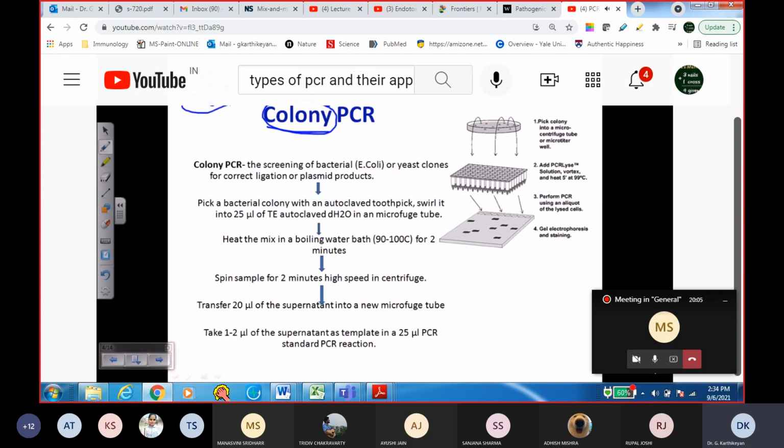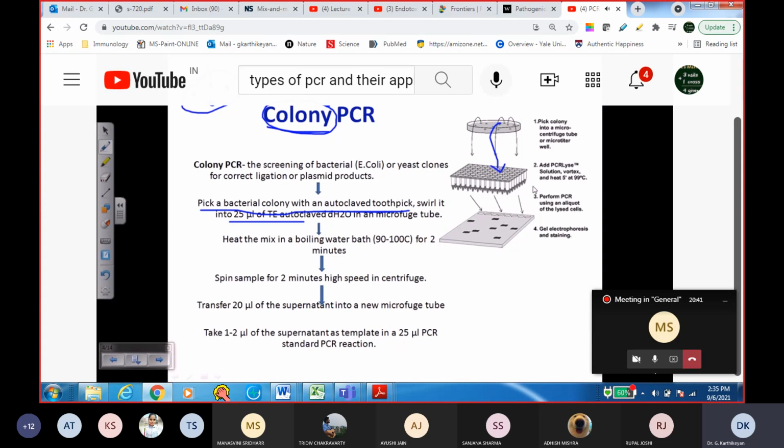Suppose we have these colonies. The procedure is to pick the bacterial colony with an autoclaved toothpick and put it into TE buffer, or autoclaved distilled water. Then we pick it up, put it into a microcentrifuge tube, and heat this mixture at 90 to 100 degrees Celsius for 2 to 5 minutes.